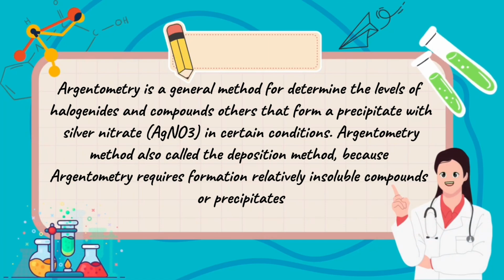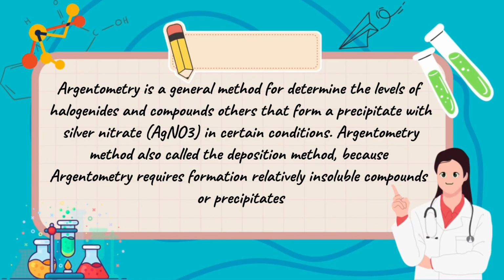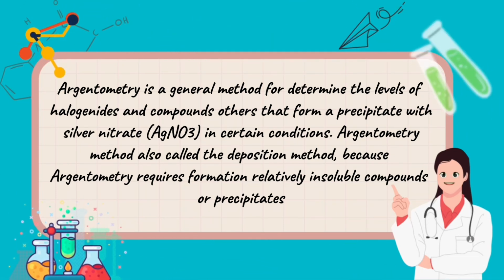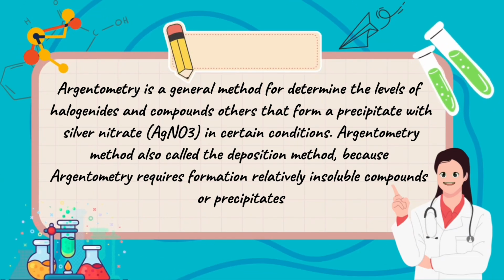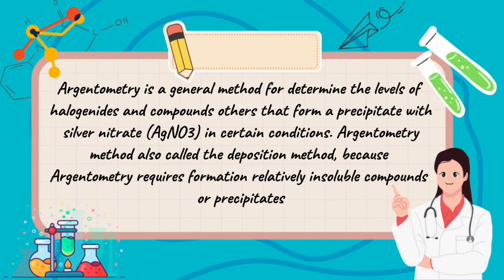Argentometry is a general method for determining the levels of halogenides and other compounds that form a precipitate with silver nitrate, AgNO3, in certain conditions. The argentometry method is also called the deposition method, because argentometry requires the formation of relatively insoluble compounds or precipitates.